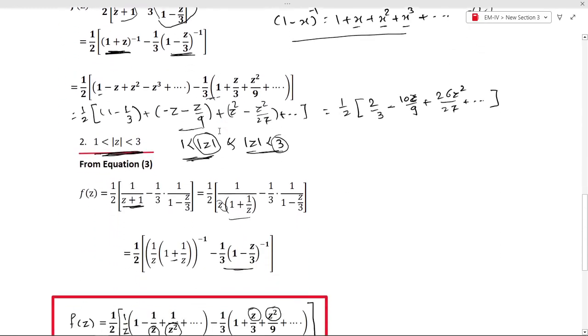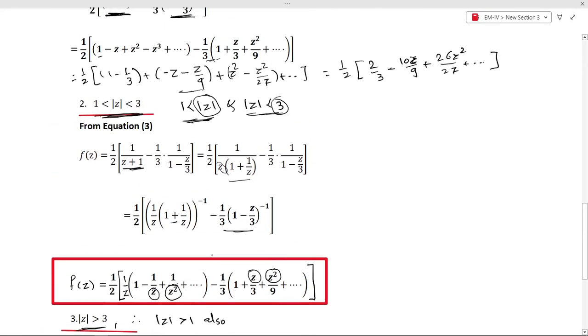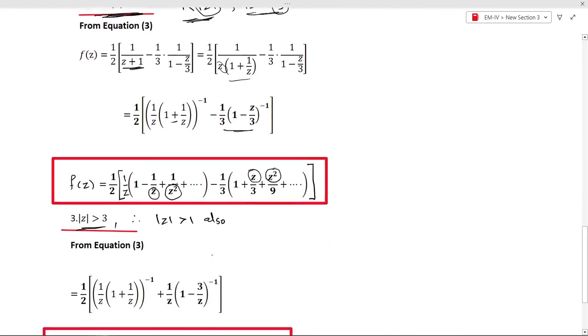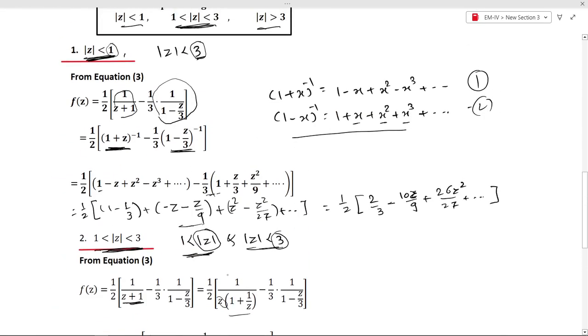So here the terms are 1 by 2 into 1 by z, (1 plus 1 upon z) inverse, plus 1 by z, (1 minus 3 by z) inverse. If we expand by using both the series, 1 plus x inverse and 1 minus x inverse, then the series are 1 by 2 into 1 by z. This is plus, so alternate plus minus will come: 1 minus 1 by z plus 1 by z square, next term will be 1 upon z cube and so on. Plus 1 by z. Now this is minus, so all terms are plus: 1 plus 3 by z plus 9 by z square and so on. So this is the required Taylor's and Laurent's series for the given function f of z.